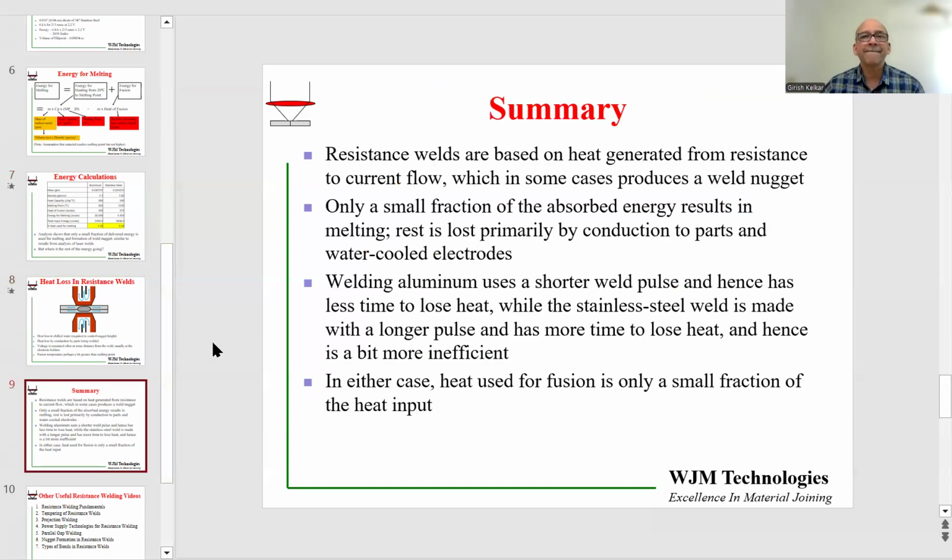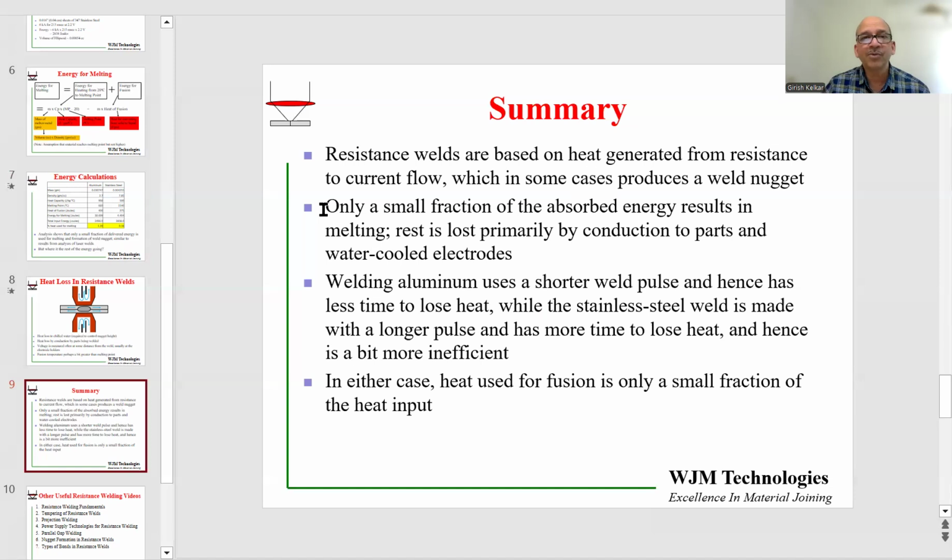So in summary, resistance welds are based on heat generated from resistance to current flow. And in some cases, it does generate a nugget. There are welds where there is no nugget formation, and those are actually at a lower temperature, but it would be difficult to do such an analysis in those situations. So in this case, I have used samples where we do form a nugget.